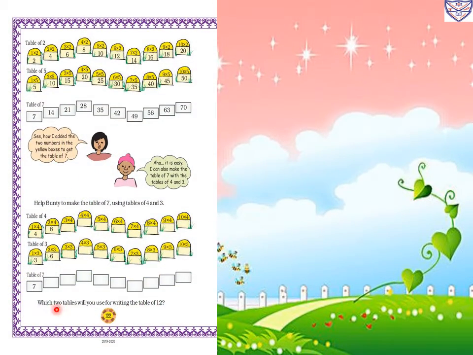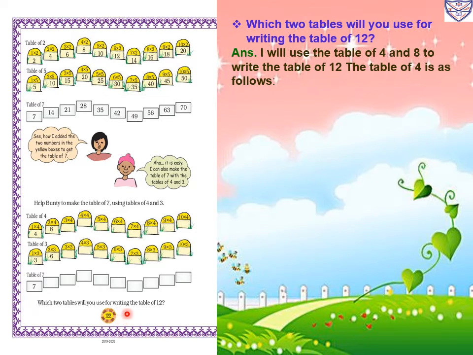Now same page, which two tables will you use for writing the table of 12? Now we have to make, so which two tables we will use for making table of 12? So I will use the table of 4 and 8. So 8 plus 4 will give 12. So we can use table of 4 and 8 to write the table of 12.